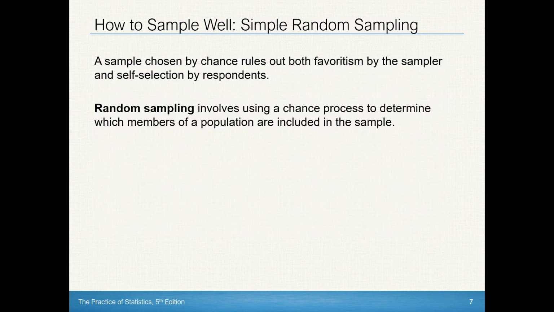A sample chosen by chance rules out both favoritism by the sampler and self-selection by the respondents. And again, this favoritism by the sampler may be an unaware favoritism, but something involved in the methodology made it more likely for them to favor certain outcomes. That's where the idea of favoritism comes in, not necessarily because they chose their favorites to be in the group. Random sampling involves using a chance process to determine which members of a population are included in the sample.